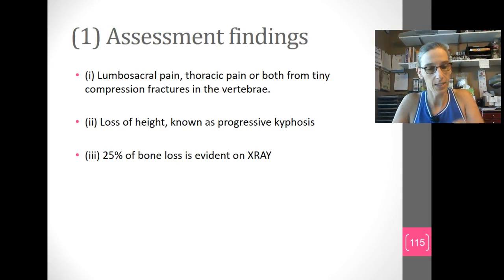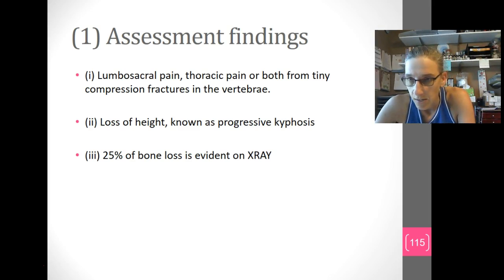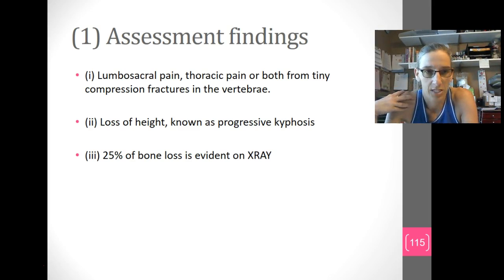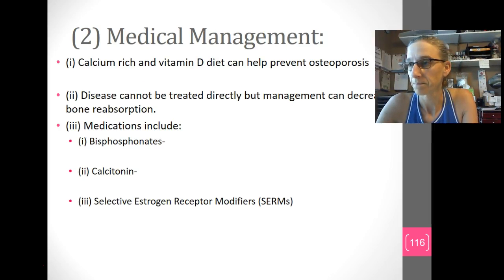All right, assessment findings. We've got lumbosacral pain, thoracic pain, or both from tiny compression fractures in the vertebrae. A loss of height, which is known as progressive kyphosis. This happens a lot of times with elderly people, and they start getting the hunchback, that progressive kyphosis. 25% of bone loss is evident on x-ray. That's a diagnostic finding for osteoporosis.